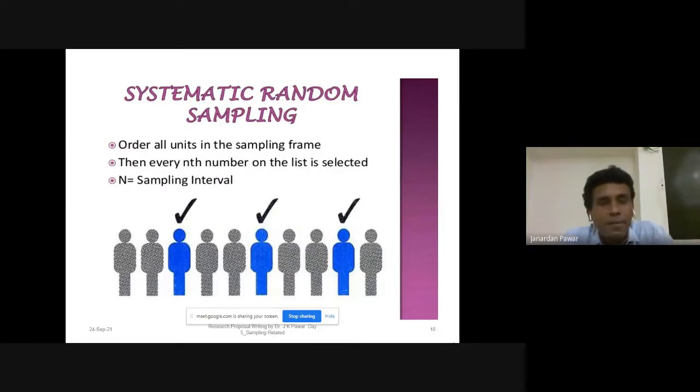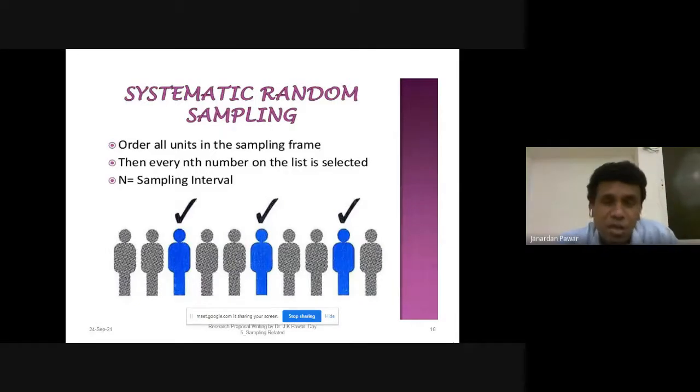Systematic random sampling, here we go for systematic, as the name reflects everything. If you look at the name, you get the entire idea about this sampling method. How systematic? Systematic means everything is in a systematic manner. If you look at the first one, that was random sampling, the logic was not there. Then we have seen stratified, so there was some sort of logic. Before that we have seen cluster, and now we are talking about systematic. So here one particular process is followed, one particular logic is followed.